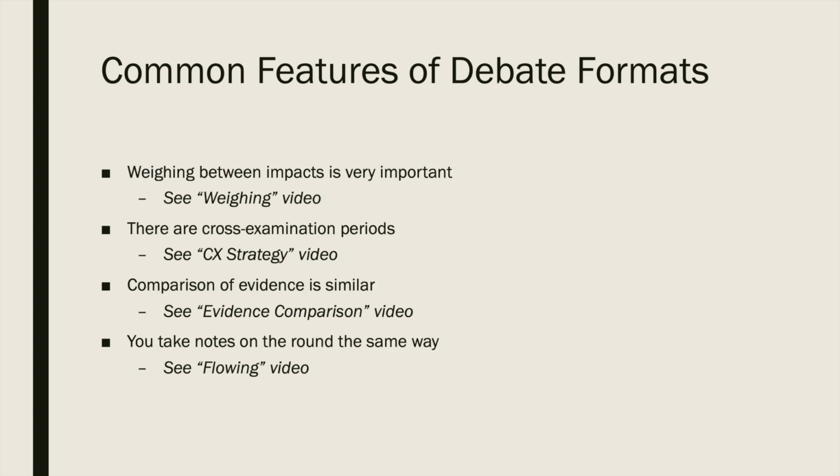More common features of debate formats. Weighing between impacts is very important. Weighing between impacts is basically telling me what thing matters the most. If the AF is saying that the resolution, which is another word for topic, is important for preventing global warming, and the neg says that doing the topic will lead to nuclear war, how do I decide whether nuclear war or global warming is a bigger threat? Well, they have to weigh between them. I have a video called Weighing that goes over the nuances of how to make the argument that your impact matters more than your opponent's.